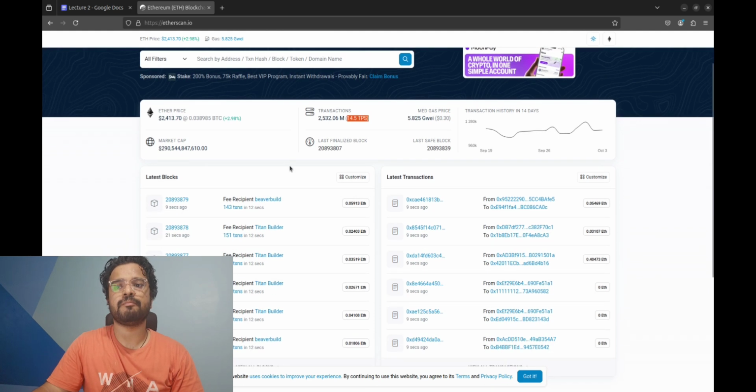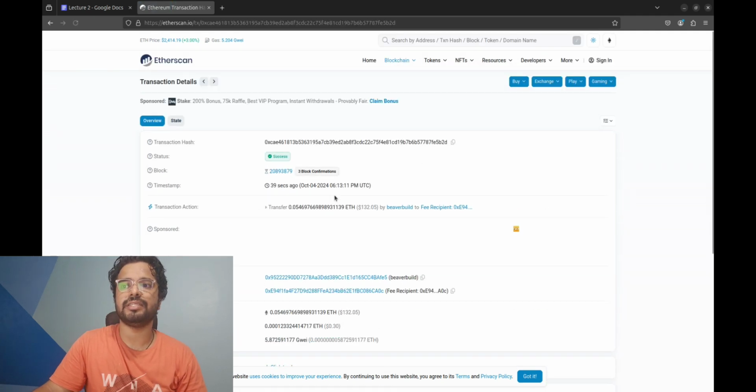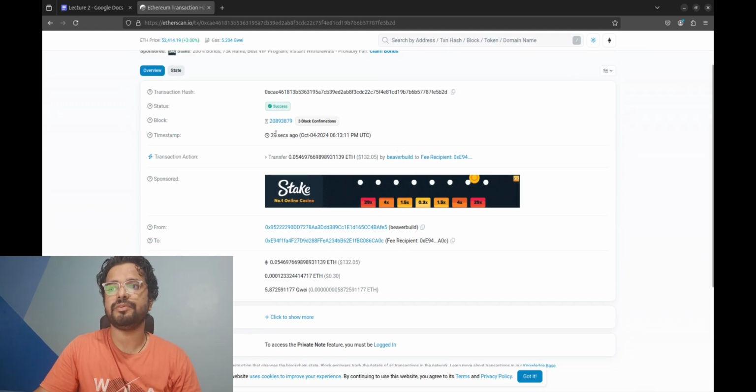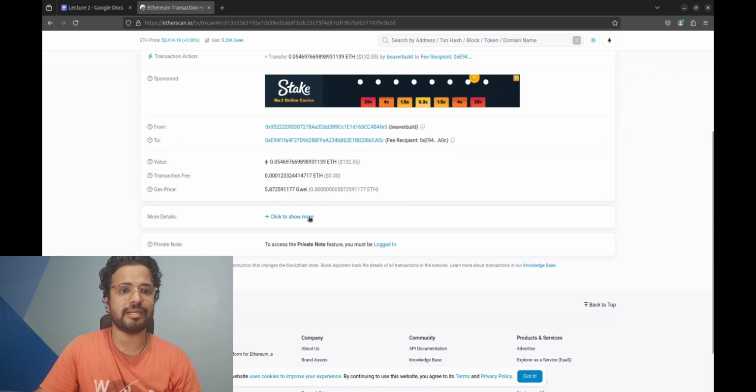So we can see the marketplace. This part shows the latest transactions. If you click on one, you can see which address has sent to which address and how much they have sent. You can see this amount, this is $132 worth of Ethereum sent to this address. You can also see the time at which it was sent. As you can see, it is very recent.